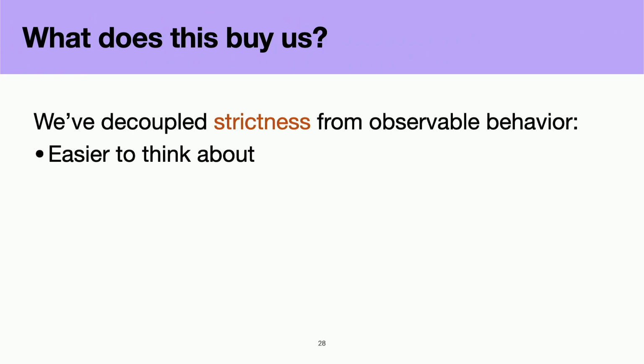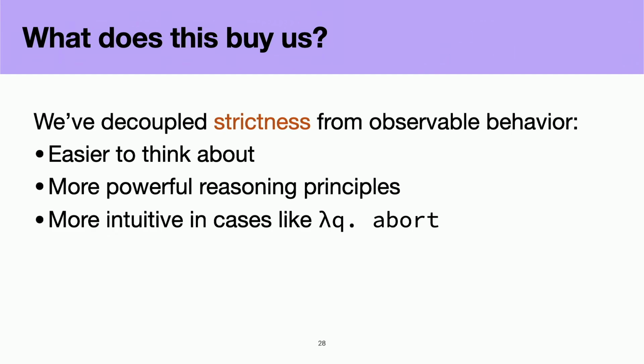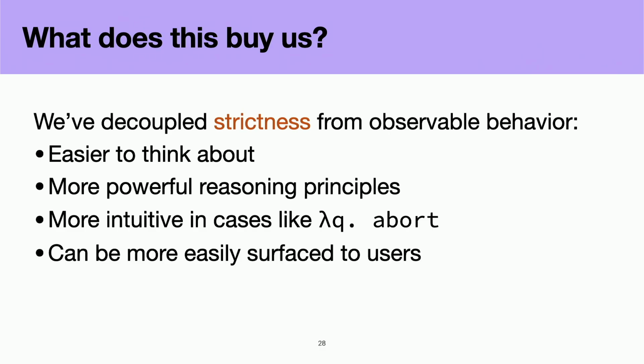First, it's just easier to think about. Instead of having to reason about two related but distinct properties at the same time, we can now think about them individually. It gives us more powerful reasoning principles, as we just saw. It's more intuitive in cases like this one that fail regardless of their argument. And also, because it's a type system, we can more easily surface it to users. One could imagine a programming language based on this that reflects the strictness of its functions directly in their types. Users wishing to know whether a function is strict could simply look at its type and not need to go consult documentation, which is, of course, fallible.